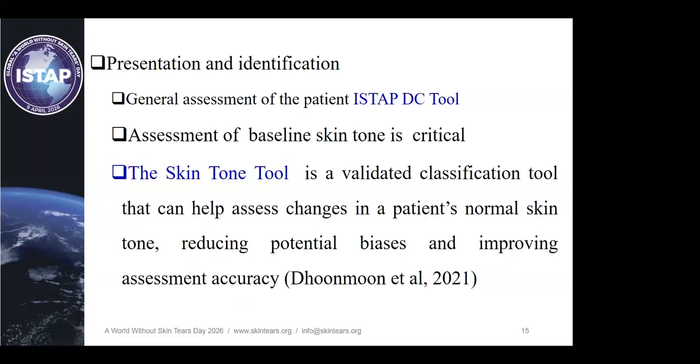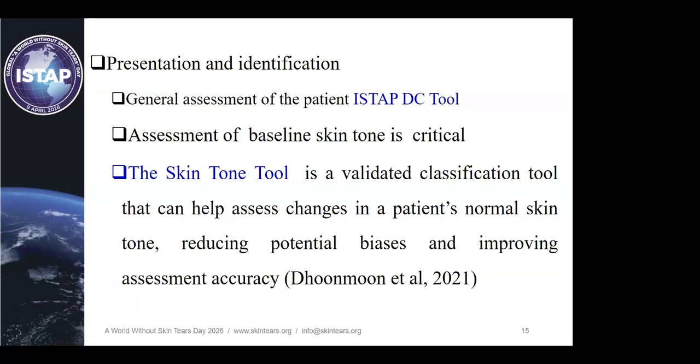The assessment of individuals at risk for skin tear, or one who has acquired a skin tear, should entail a holistic or general assessment of the patient. For this, the ISTAP data collection tool is recommended. This can be downloaded from the ISTAP website, or you can scan the QR code at the end of the presentation.